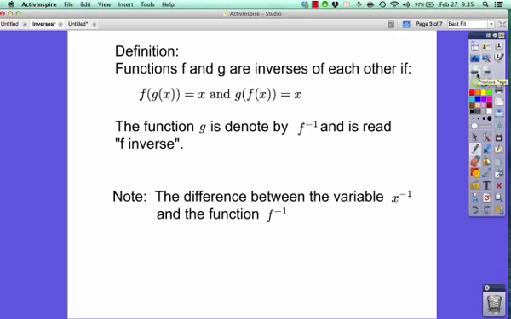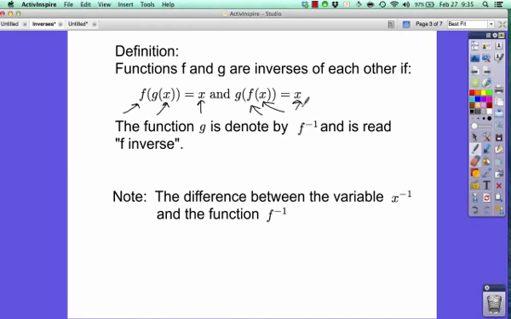If I plug something into G and I plug that output back into F, I get what I started with. And if I plug anything into F and I plug that output back into G, I get what I started with. Doesn't matter which way I go. If I plug one in and chain it, a composition back into the other, I always get back what I started with, no matter what I started with in the beginning.